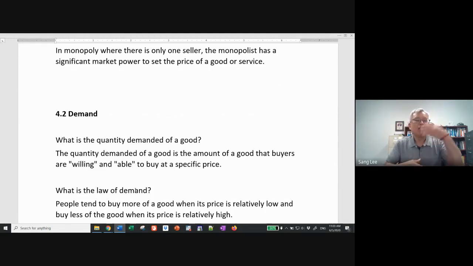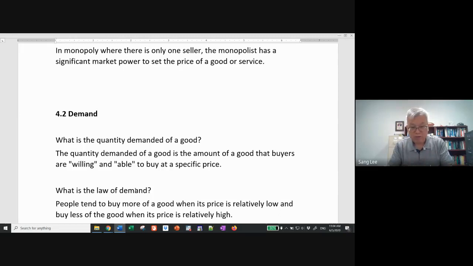Okay, so let's say I ask you a question. Suppose Starbucks coffee price is now $5. Then how many Starbucks coffees are you going to buy or consume? Let's say Starbucks coffee is now $6. Then at that particular price, $6, how many Starbucks coffees are you going to consume in a day or in a week? So at the specific price, how much or how many units of a good are you buying? That is what quantity demanded of a good is.